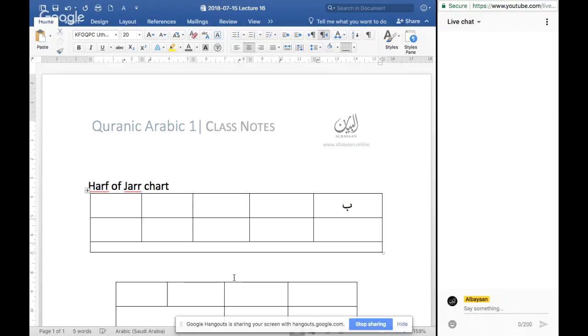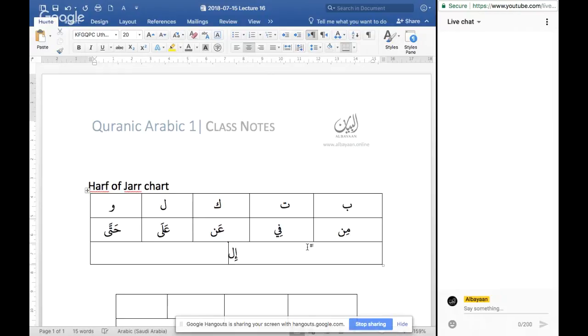So let me just write them down first, then we write the meaning. Ba, ta, kaf, lam, wow. And we had min, fi, an. And we had ala, hatta, and then we had ila. Ala, hatta, ila. So if there's any confusion on this, please tell me. Okay. Ba, ta, kaf, lam, wa, min, fi, an, ala, hatta, ila.